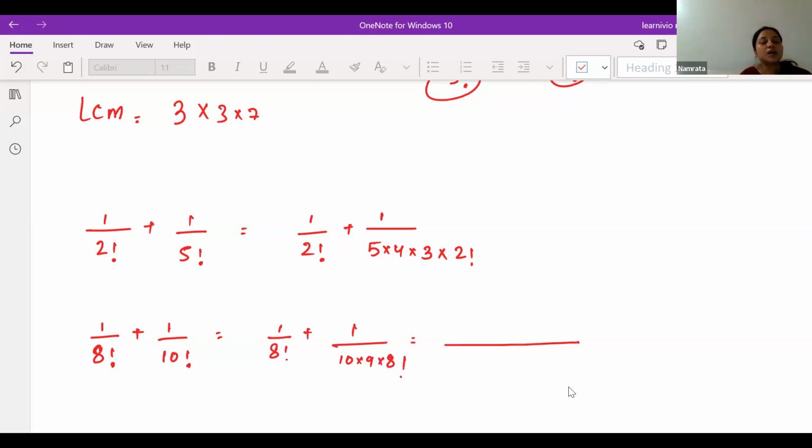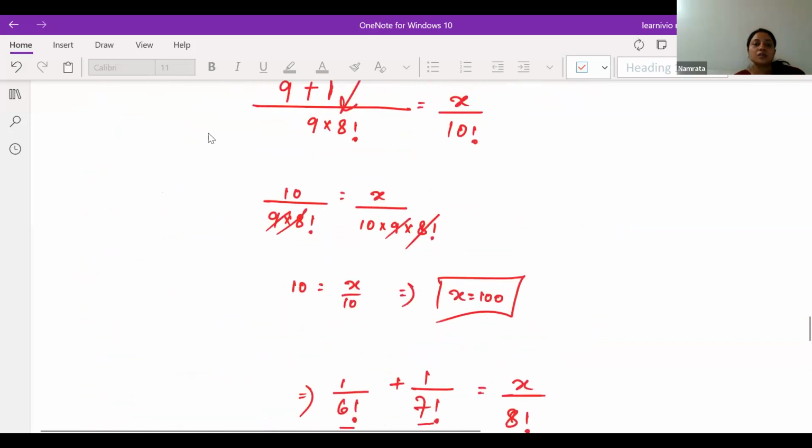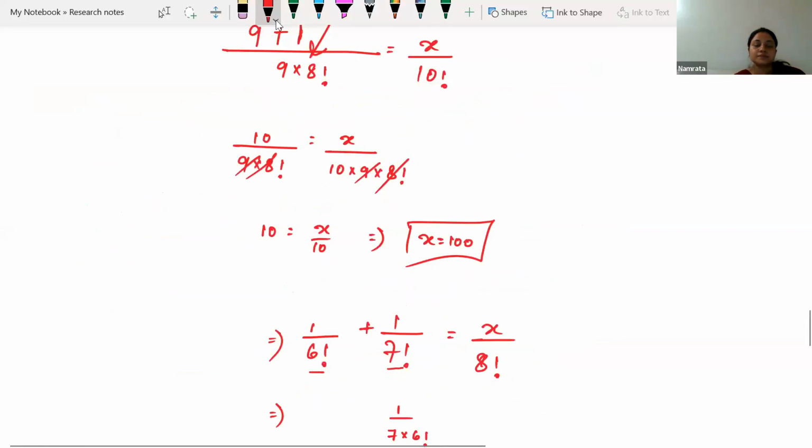Now what will be the LCM, Lina, of this two? 8 factorial into 9 into 10. Perfect. So the first numerator will be, 8 factorial is already there, 90. And the second numerator will be, everything is there, so 1. So can I write our numerator become 91 by 10 into 9 into 8 factorial? Yes. Let's do our question. This was the question.